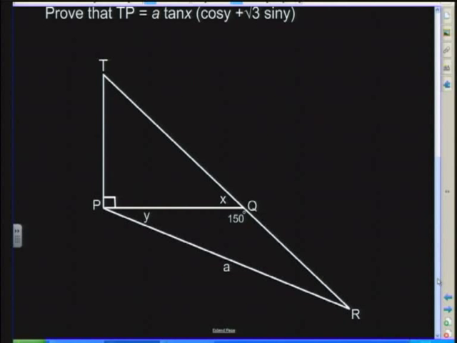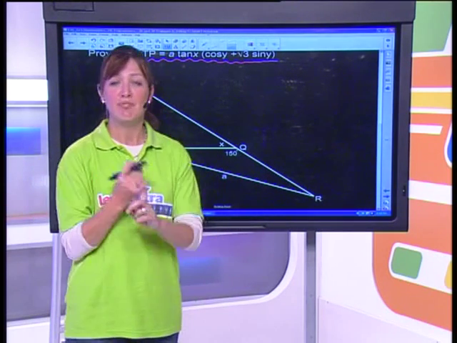They're wanting me to prove that my length from T to P is equal to A tan X multiplied by cos Y plus root 3 sine Y. Okay, so let's go through our steps. Step number 1, you've read your question carefully and taken note of everything that they've told you. Step number 2, fill in any missing angles.